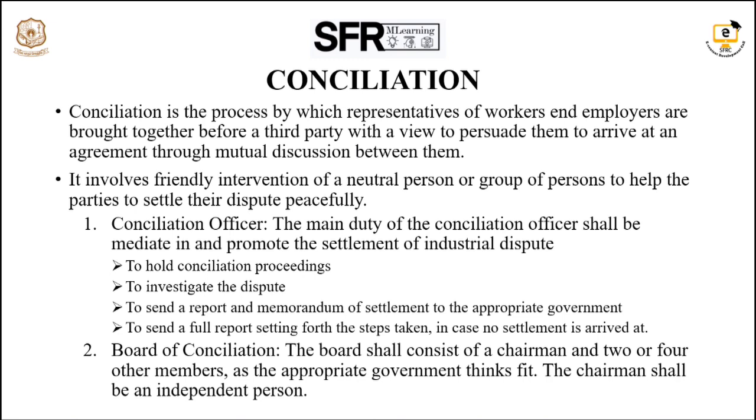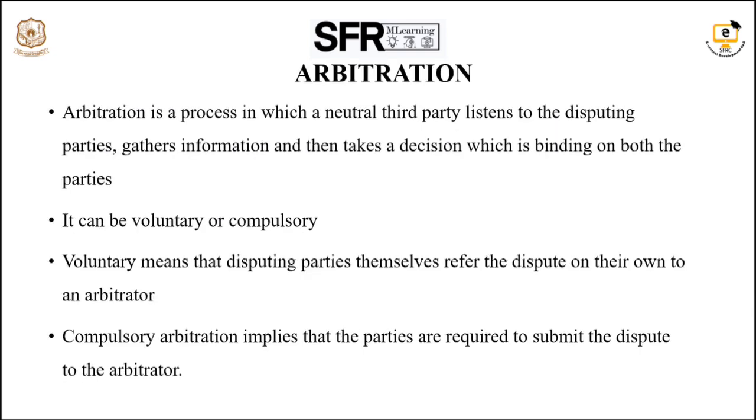Next one is arbitration. Arbitration is a process in which a neutral third party listens to the dispute of the parties, gathers information and gives a decision binding on the two parties. In comparison with conciliation, it involves compromise; arbitration is a quasi-judicial process. The conciliator simply assists the parties to come to a settlement, whereas an arbitrator listens to both the parties and then gives his judgment. So arbitration has many advantages.